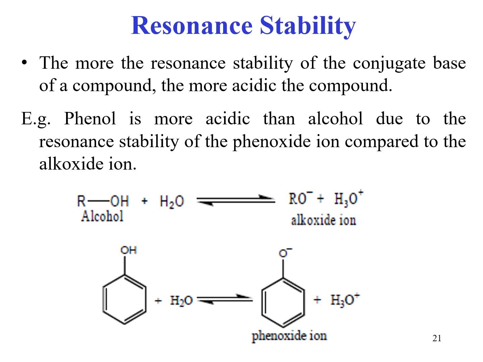So because the phenoxide ion in phenol can be stabilized by resonance, phenol is highly acidic, while the oxide ion of alcohol cannot be resonance stabilized. Hence, phenol is more acidic than alcohol.